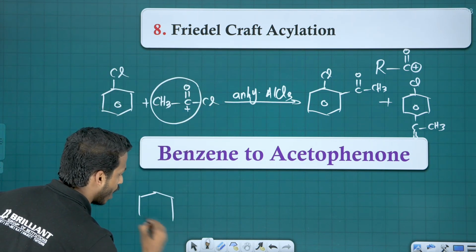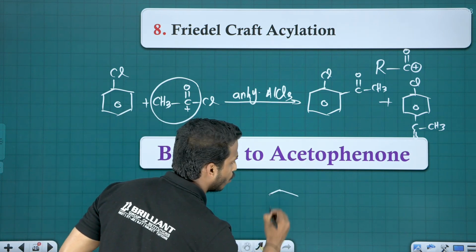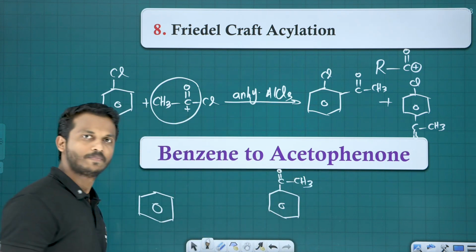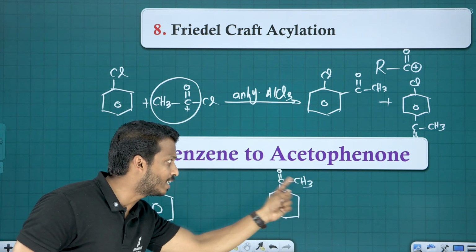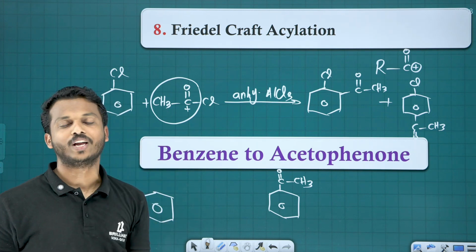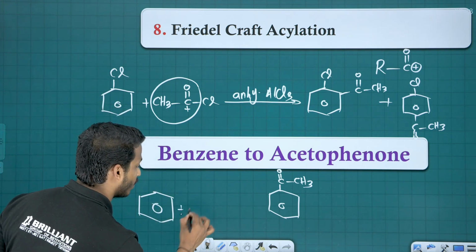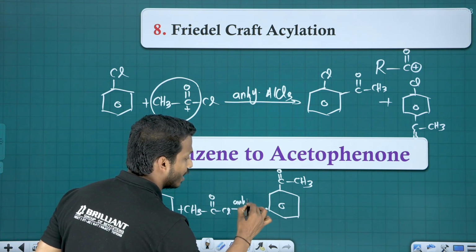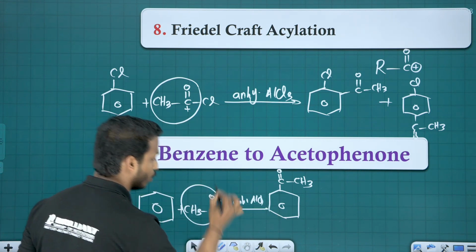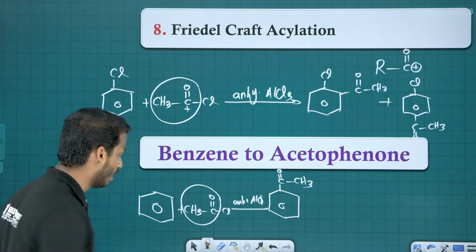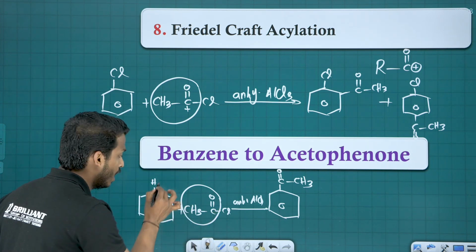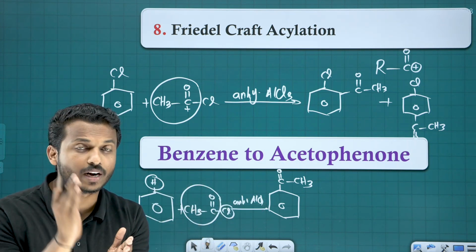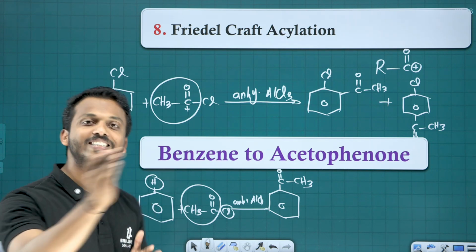For example, how can you convert benzene into acetophenone? What is acetophenone? Benzene with the COCH3. So if you want to get the CH3CO group, that is the acyl group, use Friedel-Crafts acylation: CH3COCl in the presence of anhydrous AlCl3. This will come to the benzene ring. You may wonder what happened to the chlorine. Here there is a hydrogen, right? This hydrogen and Cl are eliminated as HCl from the system. So study what is Friedel-Crafts alkylation and Friedel-Crafts acylation.